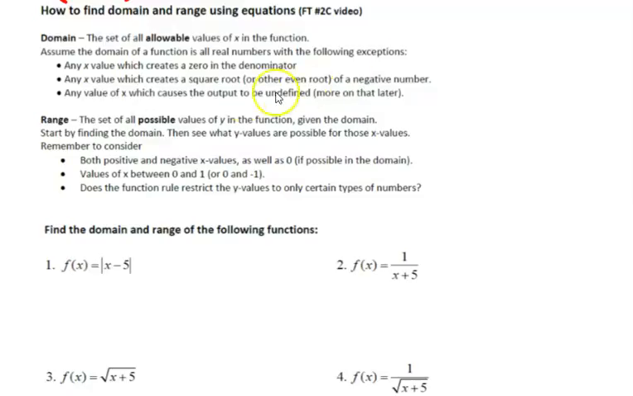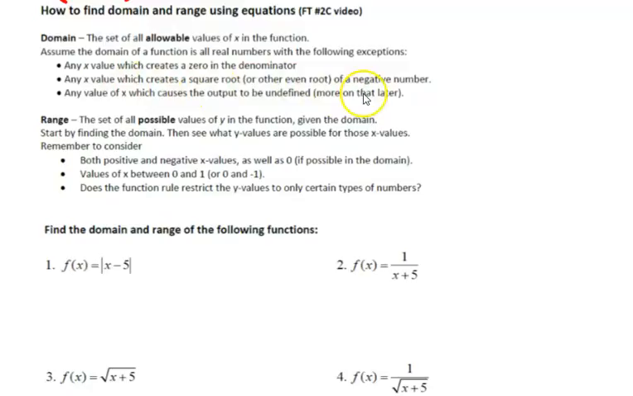For example, we can't have a value of x that makes the denominator equal to 0. So if you have a fraction with an x variable in the denominator, look and see if it is possible to make the denominator equal to 0 with a certain value of x, and that will be a value of x that will be excluded from the domain.